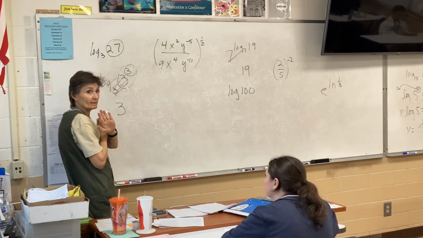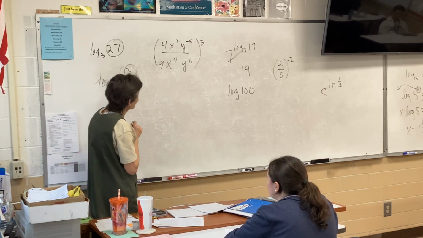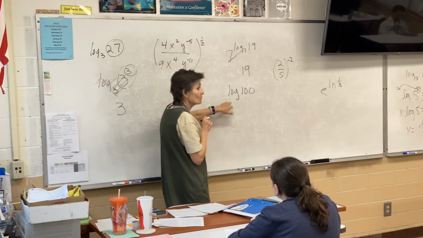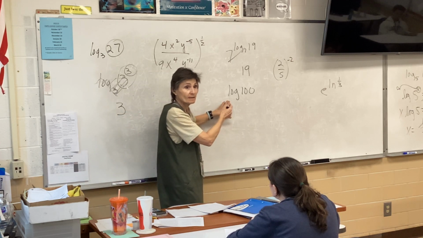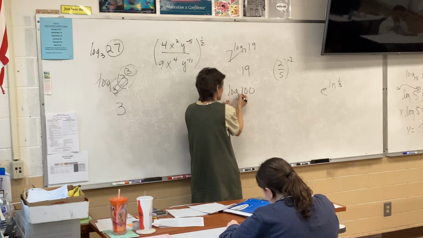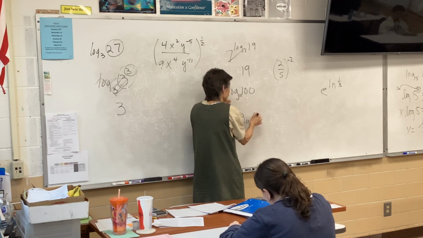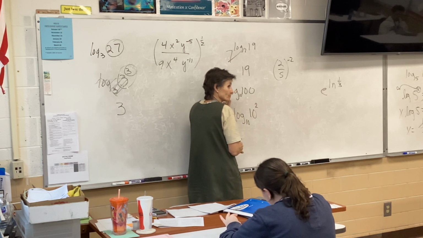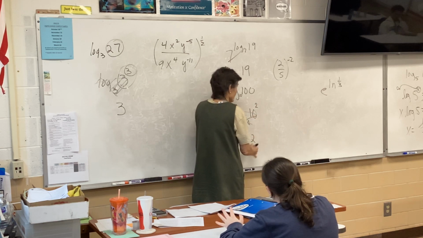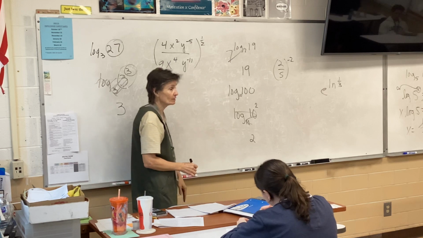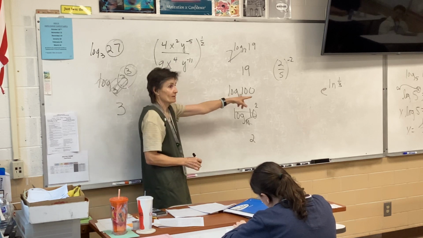Are you okay with that? Okay, that one was not too bad, all right. Log 100 is just 2. This is the same thing. What's the base on this? 10. And what do we know about 100? 10 squared. So that's gonna be 2. Very good, very good.